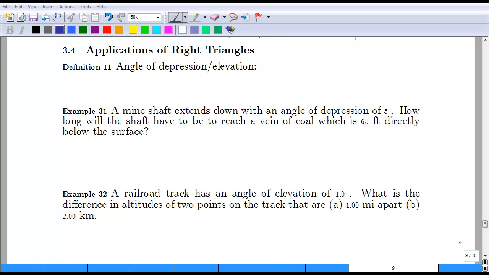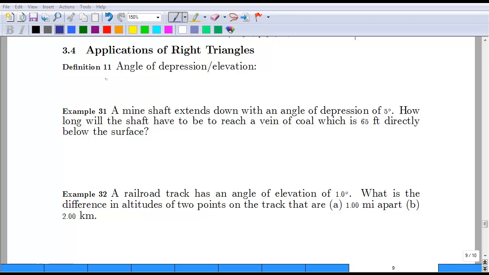This is lesson 3.4, which deals with applications of right triangles, and this is the last lesson for chapter 3. Now, when dealing with applications of right triangles, the first thing we need to talk about is angles of depression and elevation, which is typically what we look at with right angles and applications of these. So, this is pretty straightforward.